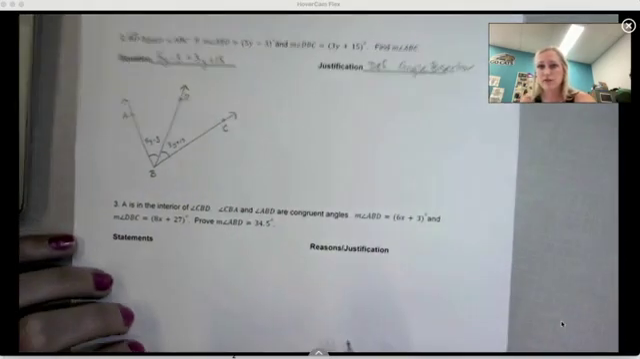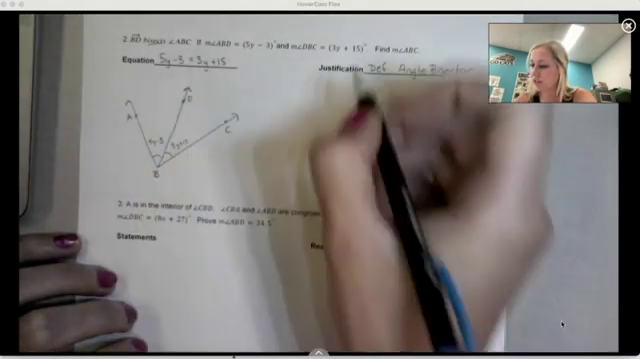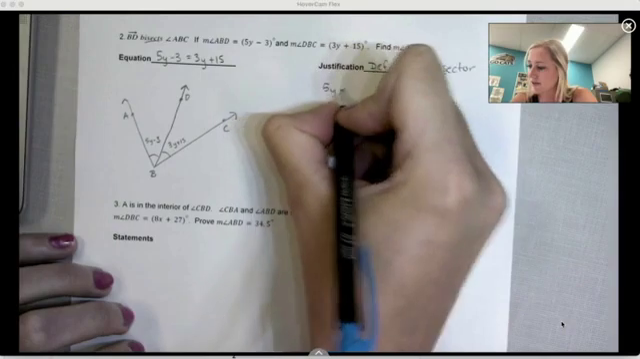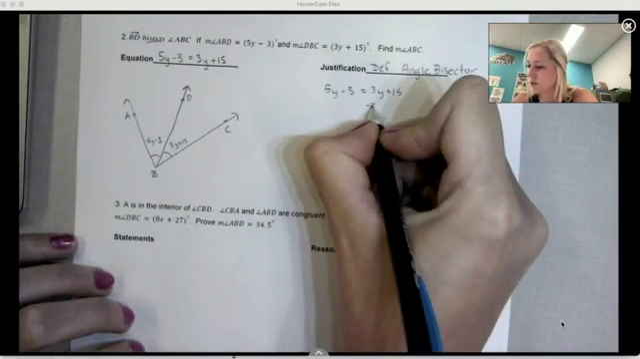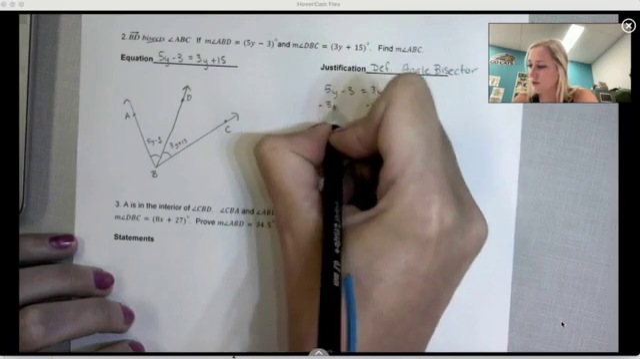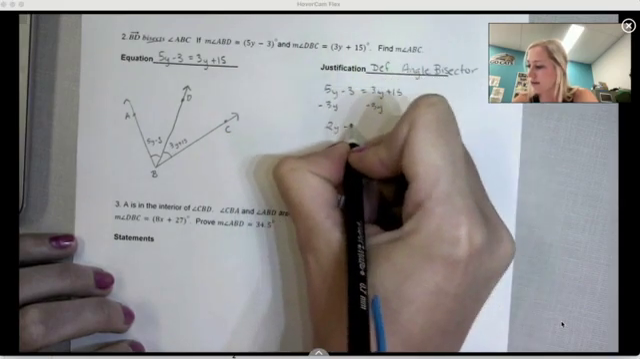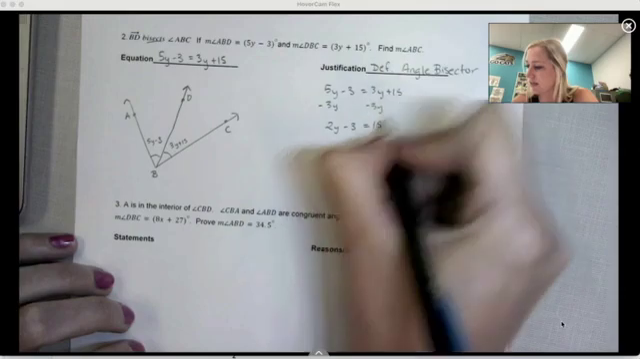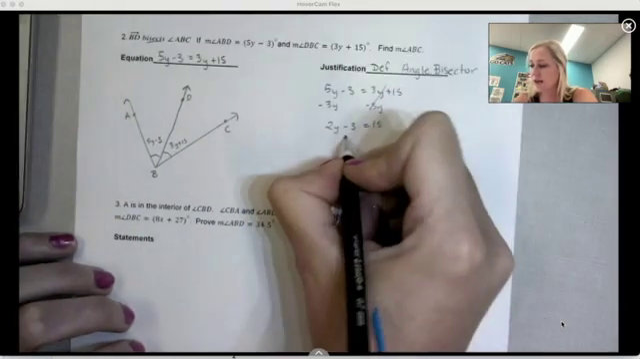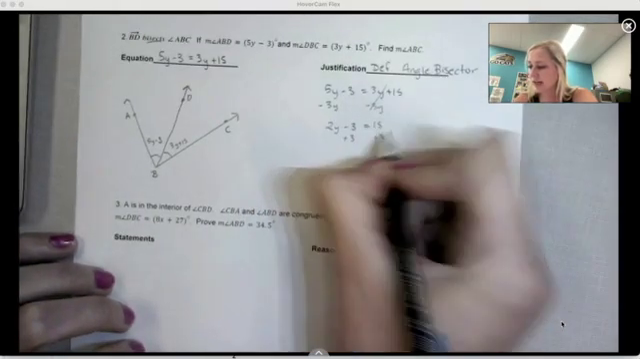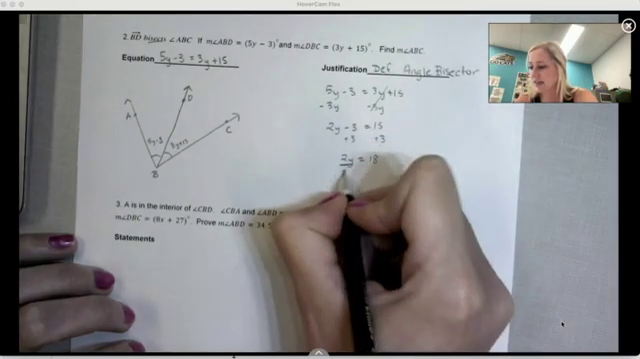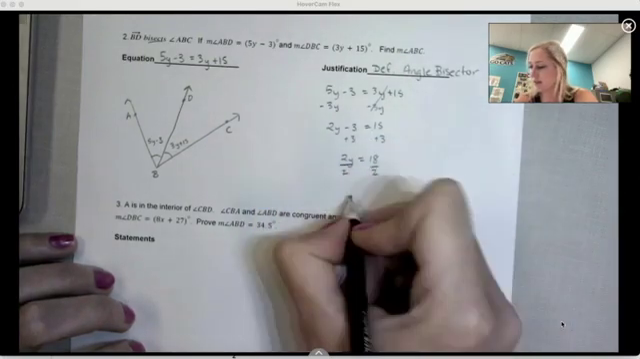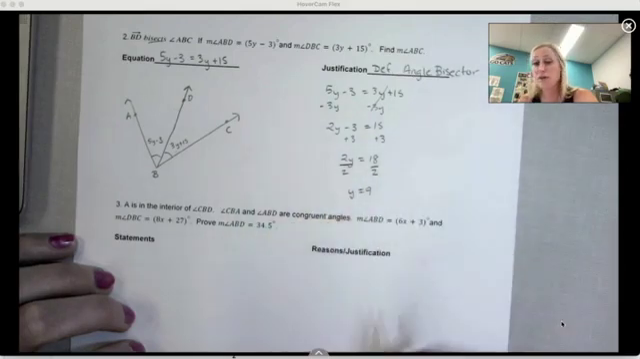Okay, so let's go ahead and finish the problem. So I'm going to solve this equation. Rewrite it here for a second. Okay, so I'm going to subtract 3y to get all my y's on one side together. So I've got 2y minus 3 equals 15. Okay, now to get y by itself, I'm going to add 3 to both sides. So I've got 2y equals 18. And then lastly, to get y by itself, we're going to divide both sides by 2. So I now found y.